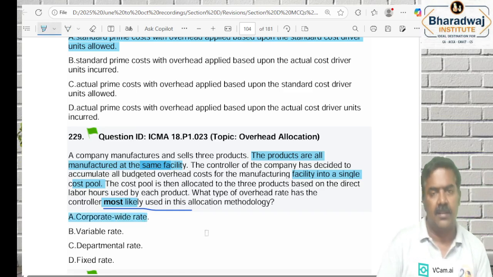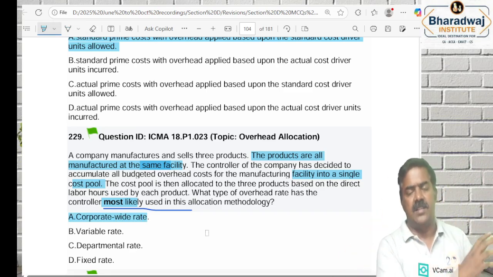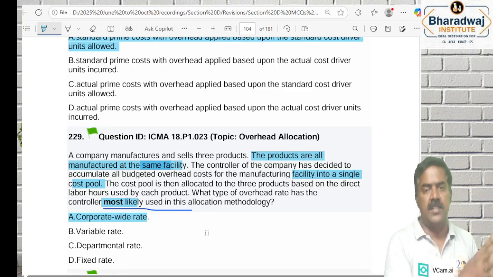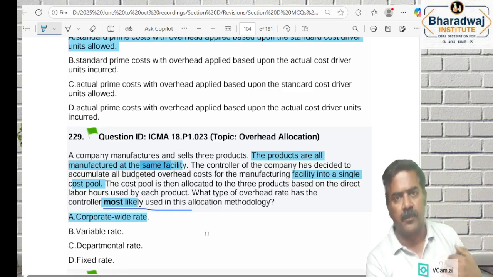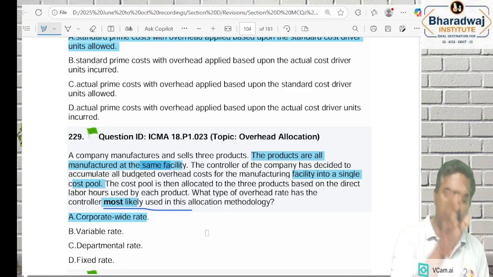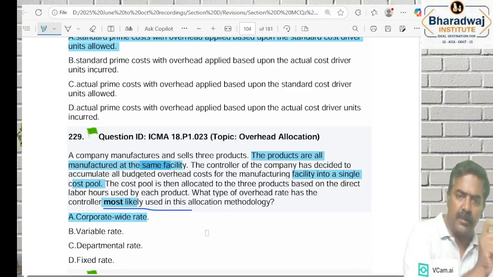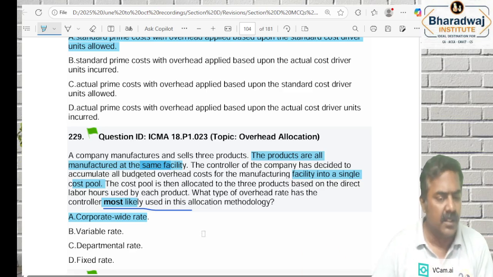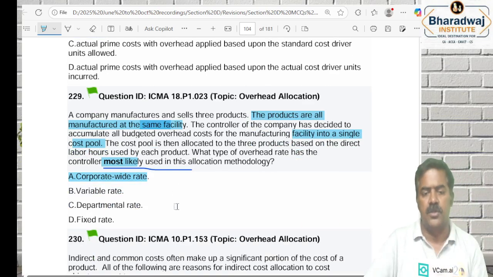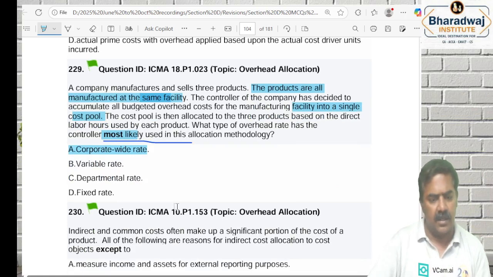Corporate wide rate. Is it given that department wise he calculates overheads? Department wise he calculates the overhead rate and assigns? No. Common cost pool, we accumulate overheads divided by total labor hours, then we assign to products. Which means this controller is using which one? Corporate wide rate, not a department rate.